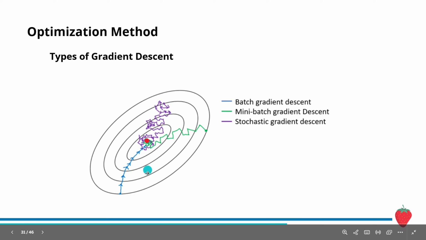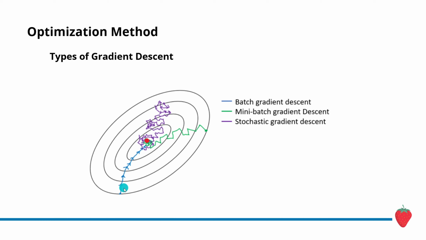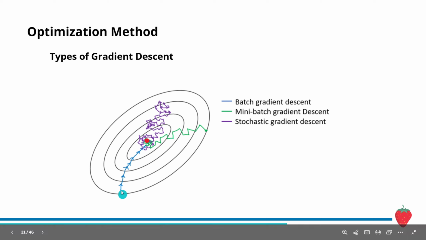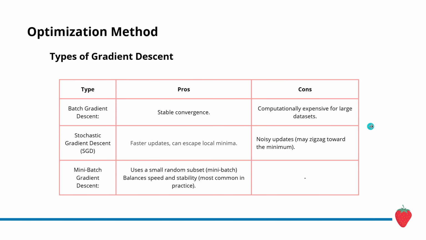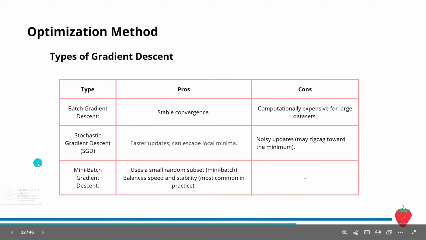So yeah, there are different types. There is batch gradient descent, mini batch gradient descent, and stochastic gradient descent. As you can see in here, if we go step by step and it is steady, that's batch gradient descent. We have a really fuzzy and chaotic one, it's stochastic gradient descent, and we have mini batch gradient descent. Each one with its pros and cons, of course. When talking about BGD, it's got stable convergence, but it is computationally expensive for large data sets.